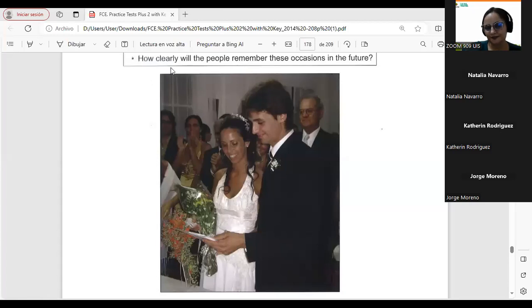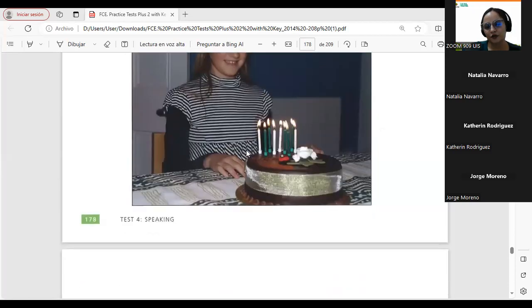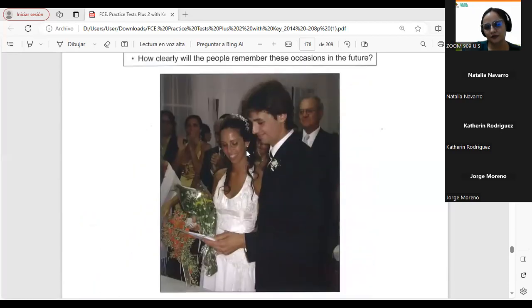How clearly will the people remember this occasion in the future? How clearly will the people remember this occasion? I'm saying this occasion and not this because I'm not showing you the other picture. Okay, so singular. How clearly will the people remember this occasion in the future? What would be your answer?